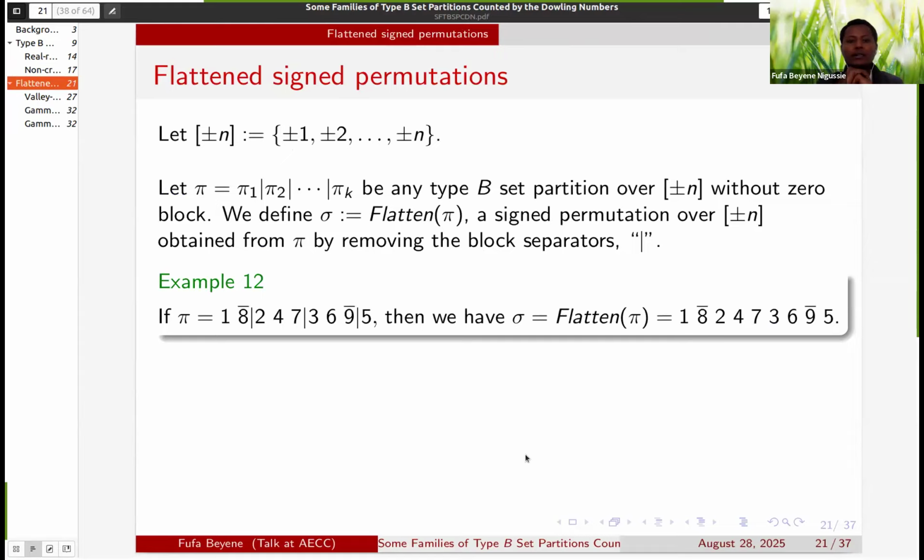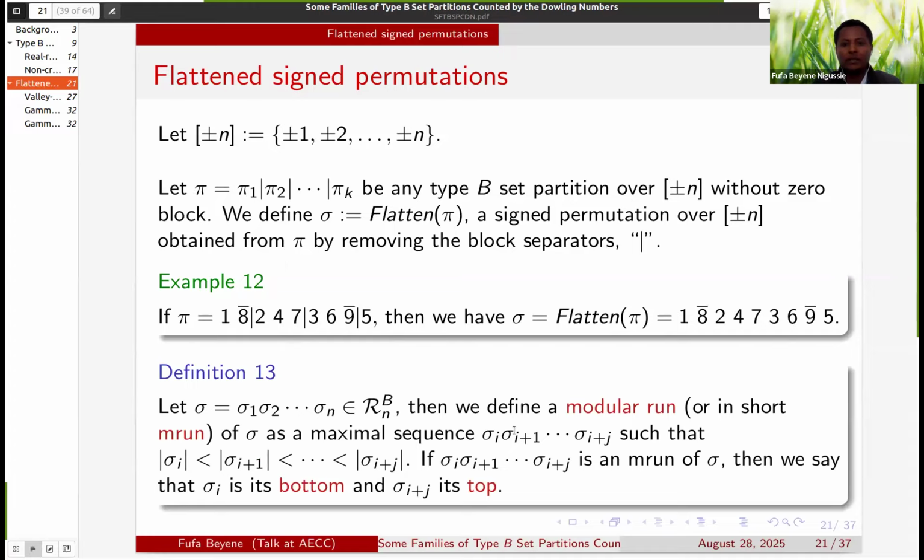Okay, now let us go to the third section of the talk, which depends on flattened signed permutations. Let's define how we obtain signed permutations that are flattened. We first start with a type B set partition over plus or minus n without 0. To flatten it means we just remove the separators to obtain a signed permutation. So this partition corresponds to this signed permutation.